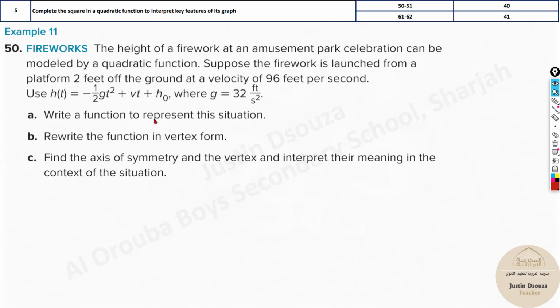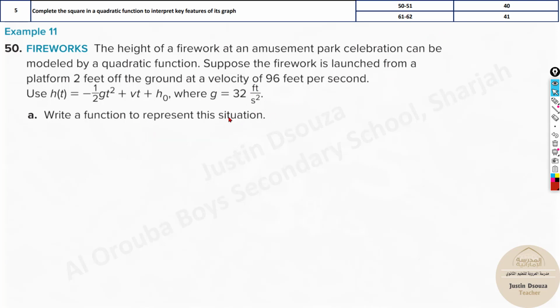Now, the first thing is to write a function to represent this situation. We just have to substitute the given values and simplify it. That is the first question. Let's do it now. Over here in the question, it's all mentioned: it's 2 feet, 96 feet per second, and g is 32.